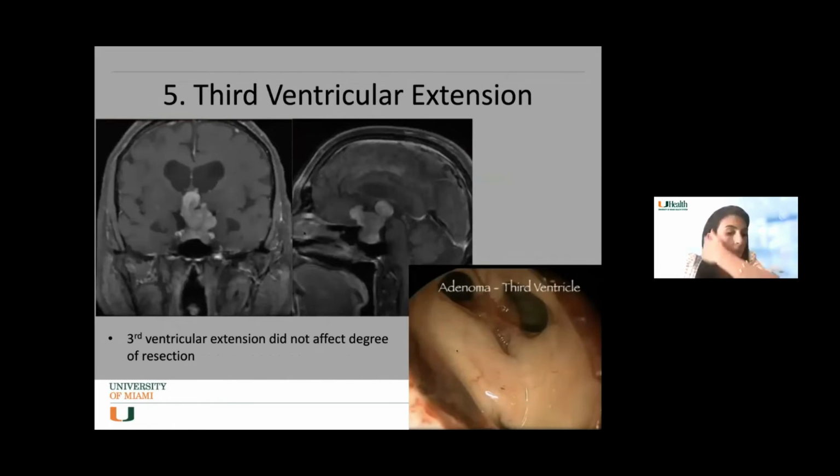Okay. Tumors with third ventricular extension. Back to the Pittsburgh study, they also looked at whether third ventricular extension did affect the degree of resection. It did not. So in other words, the endoscopic approach is successful for this. And actually, these tumors can be soft and they sort of fall down at you.